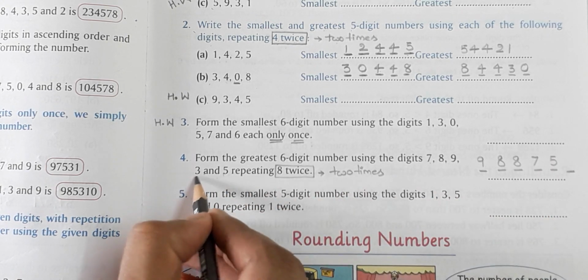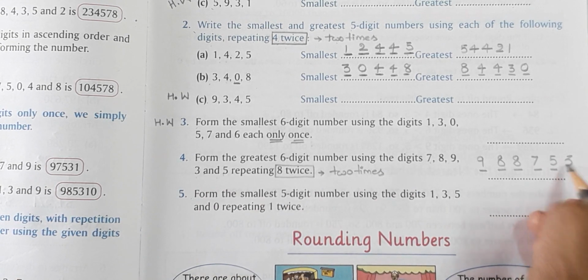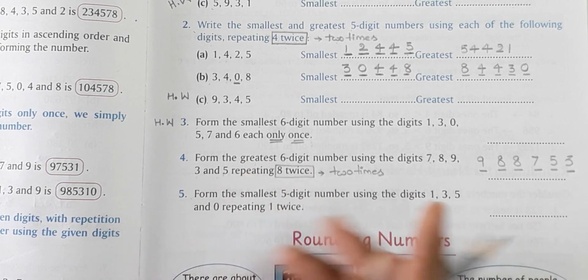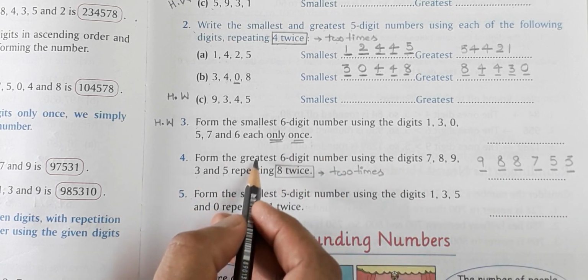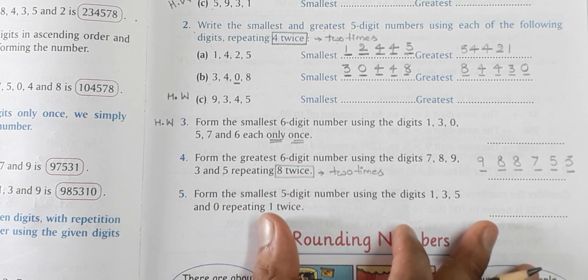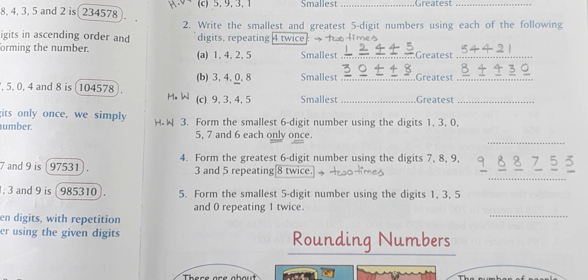And lastly, 3. Okay, as they asked us to write only greatest, no need of writing smallest. Writing greatest number using the given digits is enough. Okay, let us move to next question.